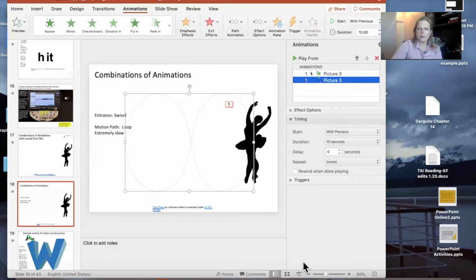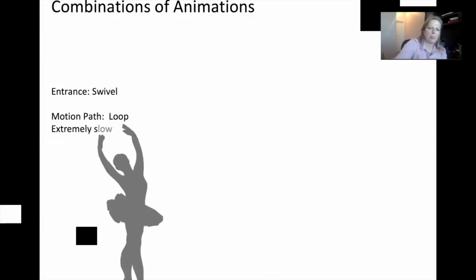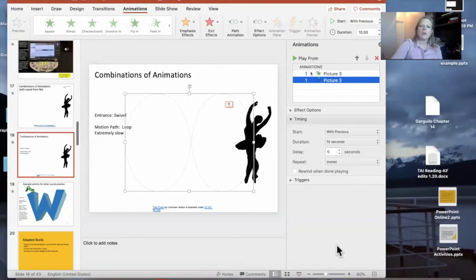And now if I play the slide, I'll click, and she starts spinning, and she's moving and spinning. All right, so that's how you can combine features to get different effects.